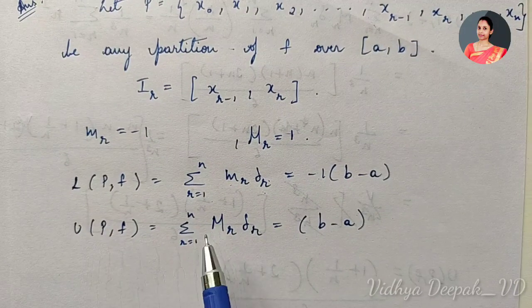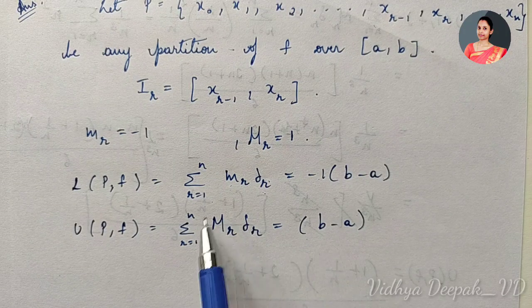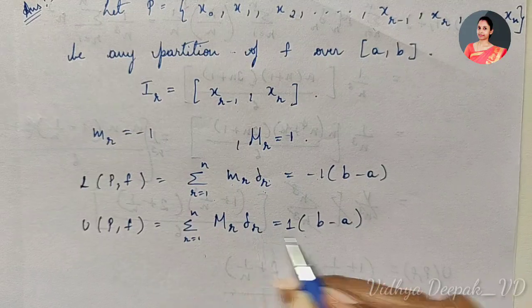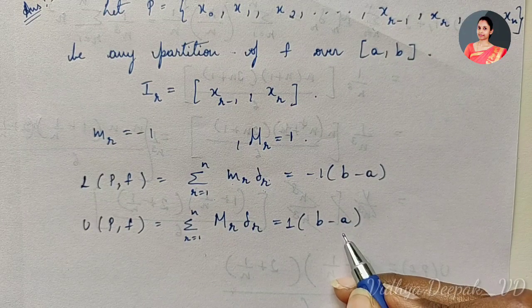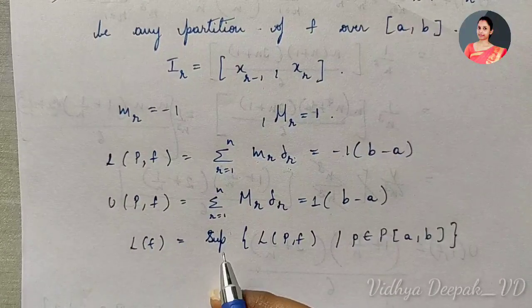Here again, U(P, f) is nothing but the sum from r equal to 1 to n of Mr delta r, where Mr is nothing but 1. So 1 into delta r is nothing but the length of the subinterval. The formula is b minus a. Clear? Now in order to find L of f, we have the supremum of L(P, f).